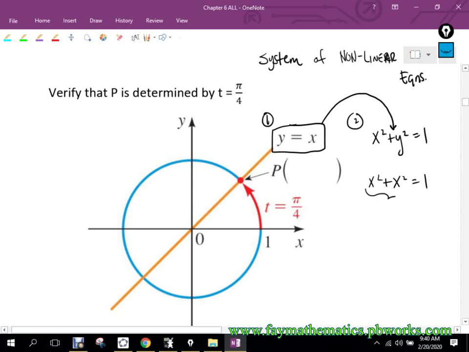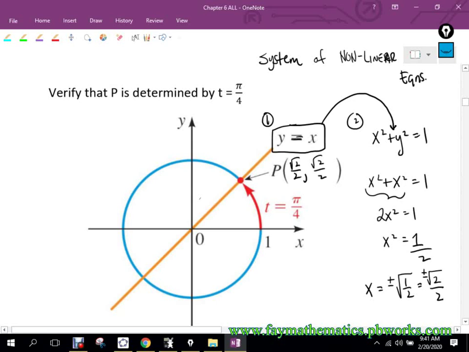How many x squareds do you have there? 2. So 2x squared equals 1. Divide by 2, x squared equals 1/2. Then x will equal, now I'm introducing a radical, so it's plus or minus root 1/2, which if I rationalize, becomes radical 2 over 2. Does that make sense? So that's what the x value is. The y value is x, so the y value is radical 2 over 2 as well.